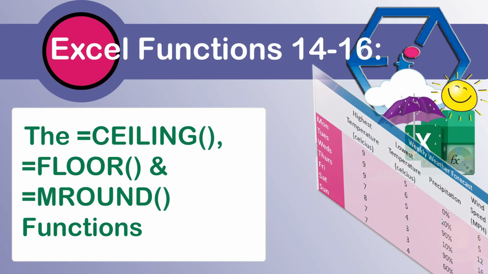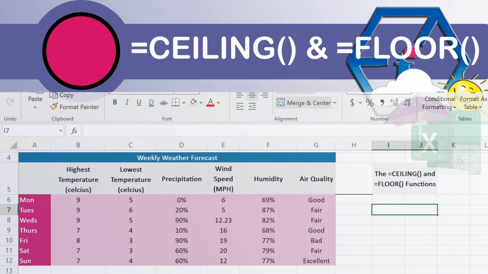Ceiling, floor and MROUND are all Excel functions that you can use to round up or round down numerical values. There are more round functions that you can explore in Excel as well, including round, round up, round down and others, but these first three will get you off the starting block. When using these functions, you should remember to format your cells to show the number of decimal places that you want to display. The ceiling function rounds a number up to its nearest whole number.